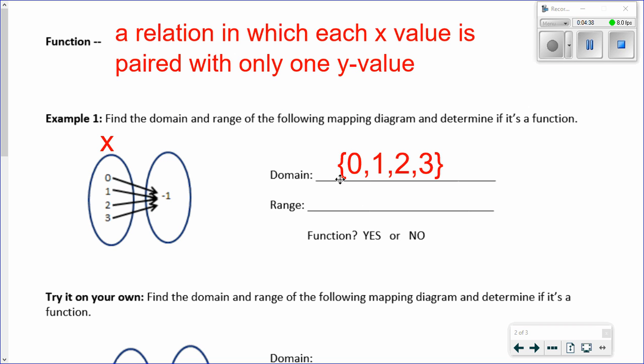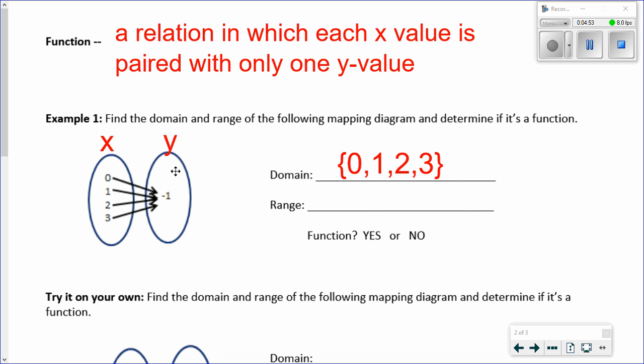And I'm going to put braces around. So notice that I have commas in between and braces around. It's in order from least to greatest. There's no repeating numbers, and I have braces. For range, you look at the y bubble.